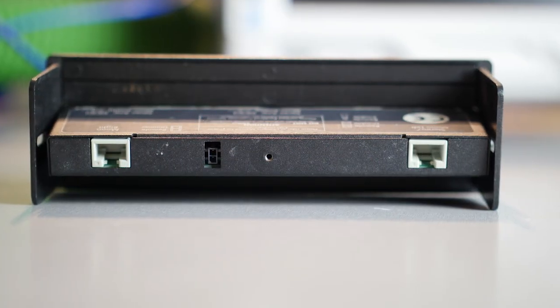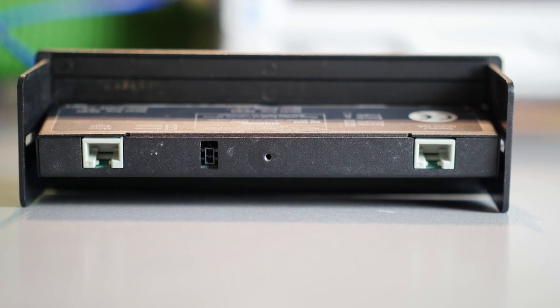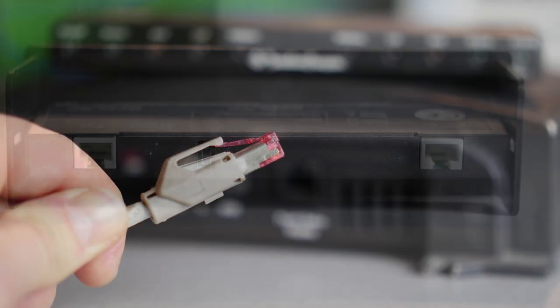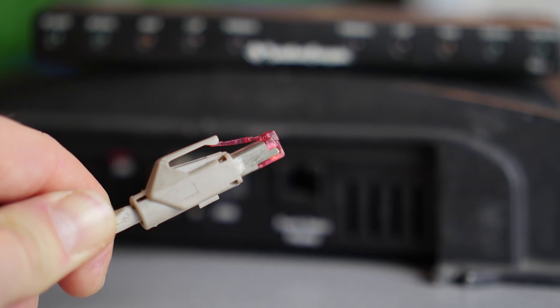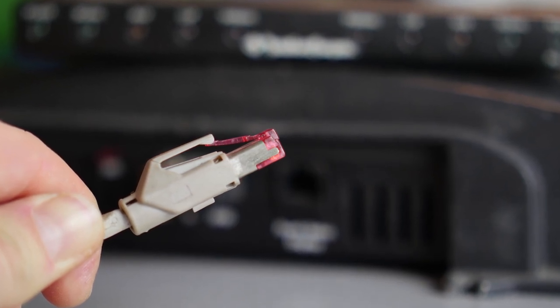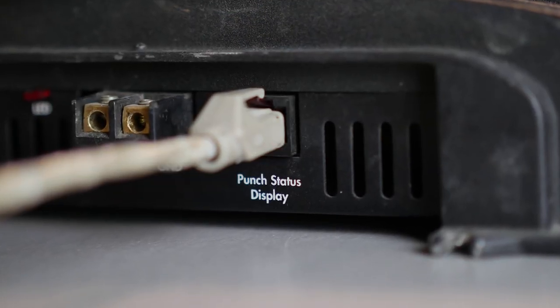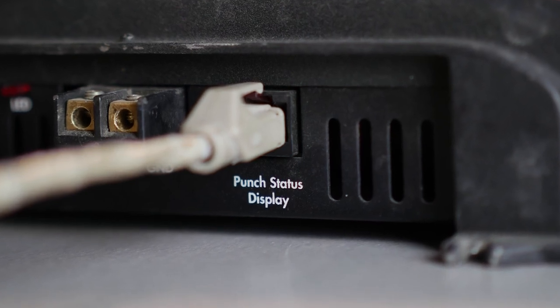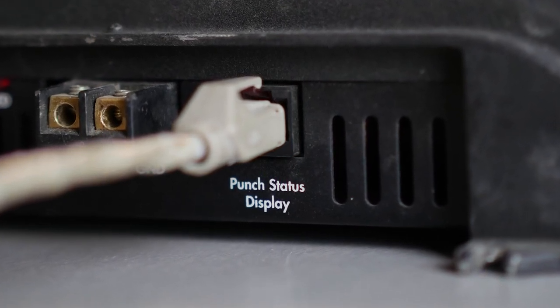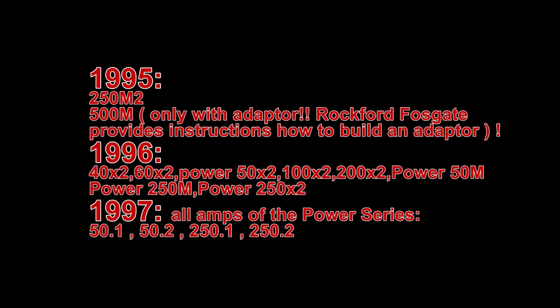It has two inputs, and how cool is this? You can make the connections with a standard network cable from your computer shop. But caution, don't use a crossover cable. It has to be a standard patch cable. You can connect this Punch status display to different amplifier ranges. Please correct me in the comments if I'm wrong.